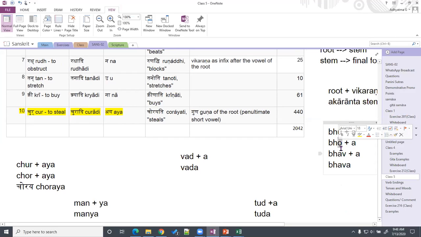It's not Guna Sandhi. You replace the Ukara by Okara, because the rule says to replace the last vowel or penultimate vowel by the corresponding Guna. You replace it, and after that you apply whatever Sandhi is applicable. So that's how it works. It's not that we are doing Guna Sandhi versus Yana Sandhi.